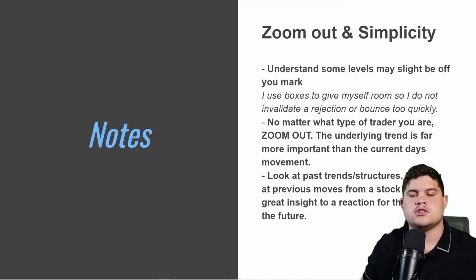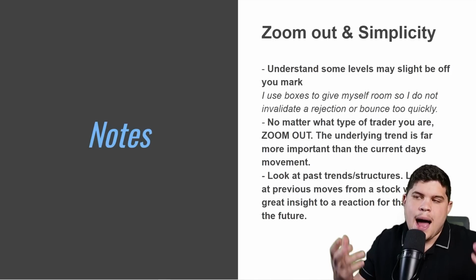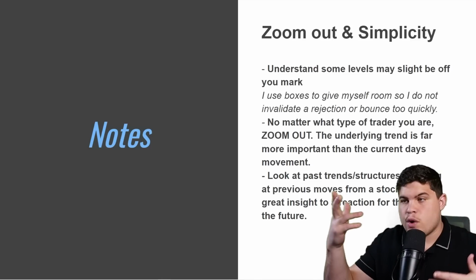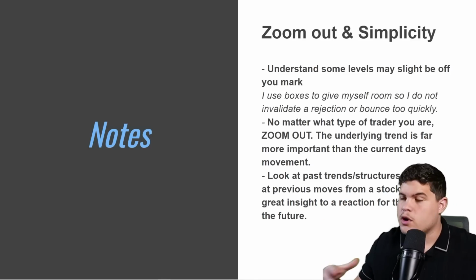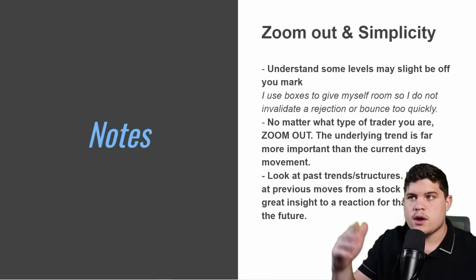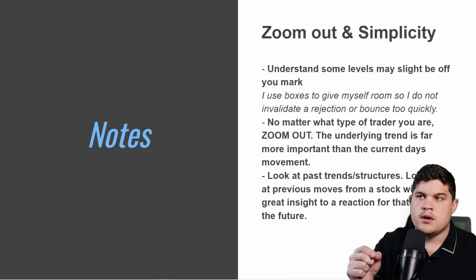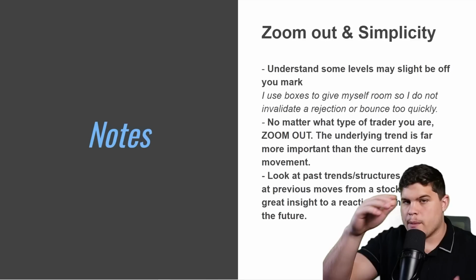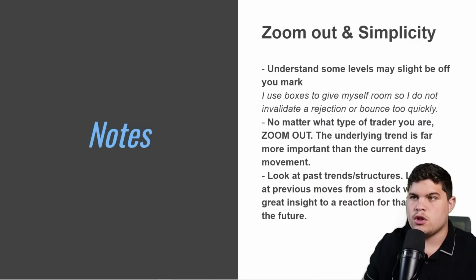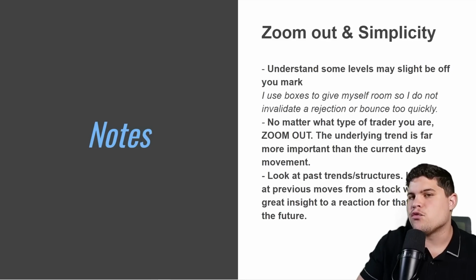Let's say the key level is, on SPY, 404.3. Well, I might give myself 30 cents either way to be wrong, whatever it may be, because you might get a fake out, you might get a trap, you might get a wick, whatever it may be. Understand some of your levels might be off your mark. I use boxes specifically. You always see me use boxes, ranges, zones along the line to give myself room so I do not invalidate a rejection or a bounce too quickly.